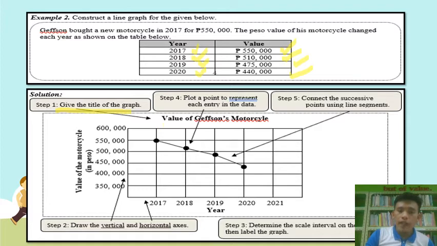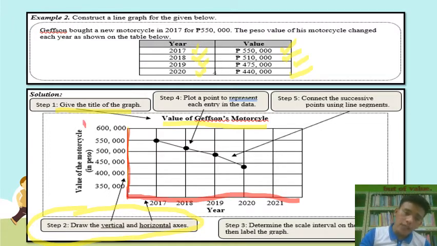Okay, step 1, we need to give the title of the graph. So that will be value of Jeffson's motorcycle. Step 2, we need to draw the vertical and horizontal axis. Before we go to step 3, our y-axis, the value of the motorcycle, which is the frequency part. And our x-axis is the year.